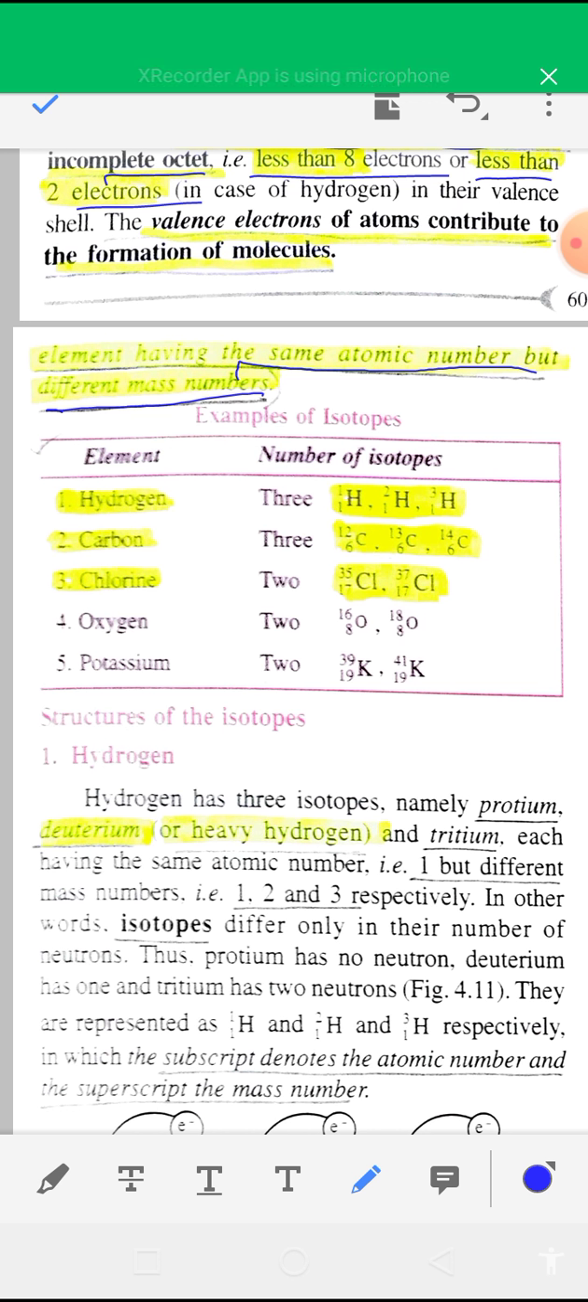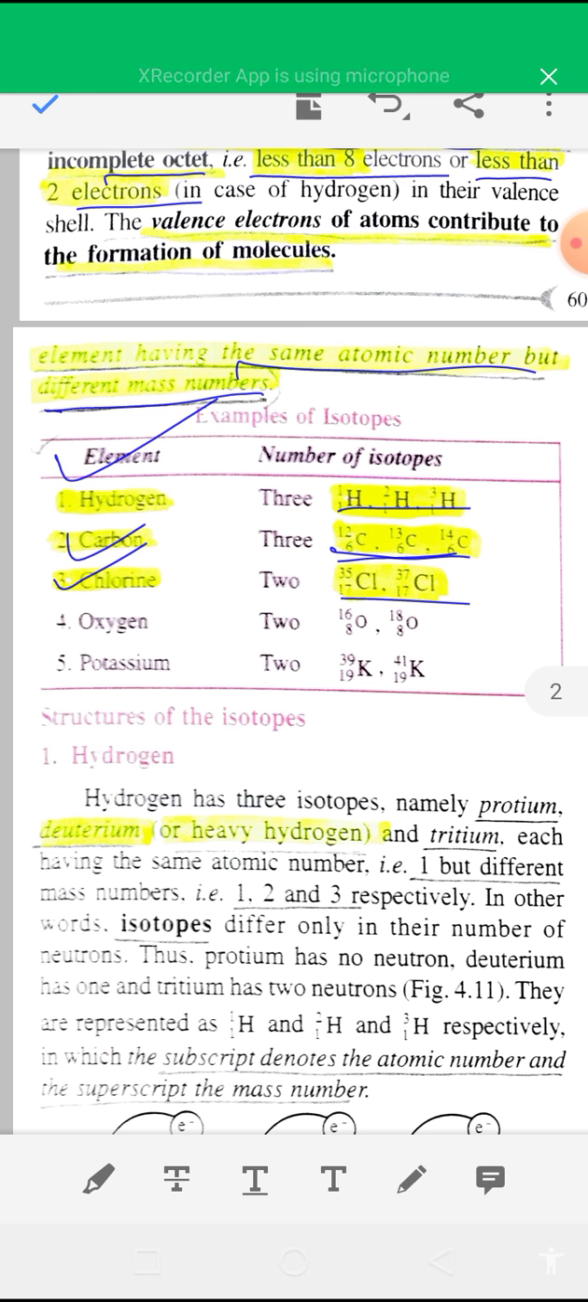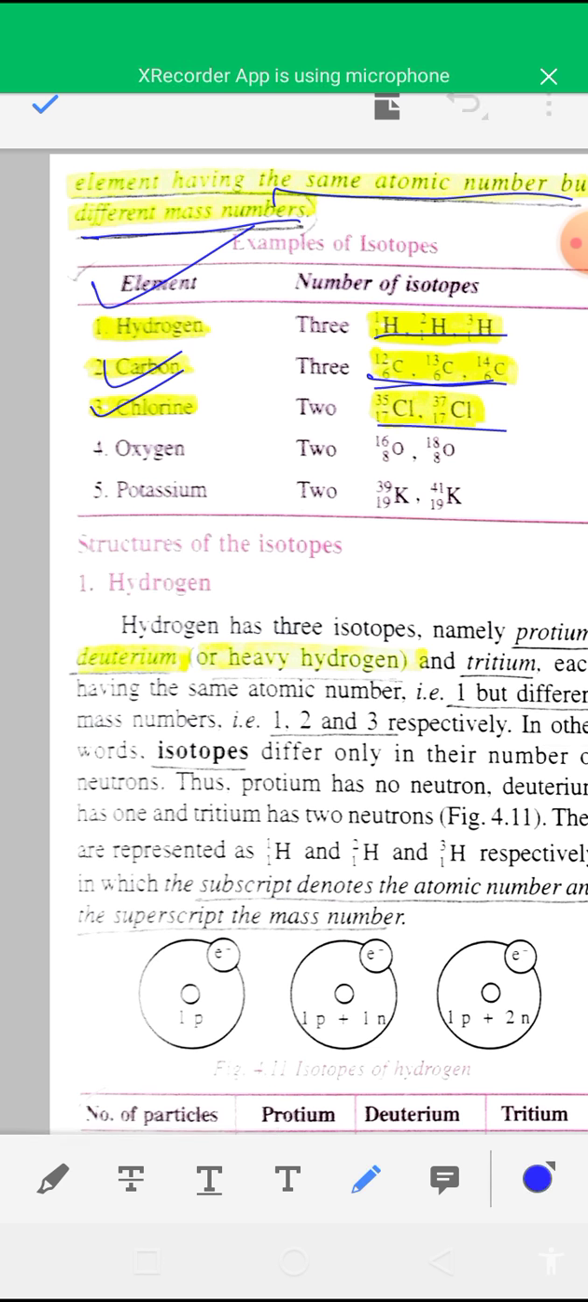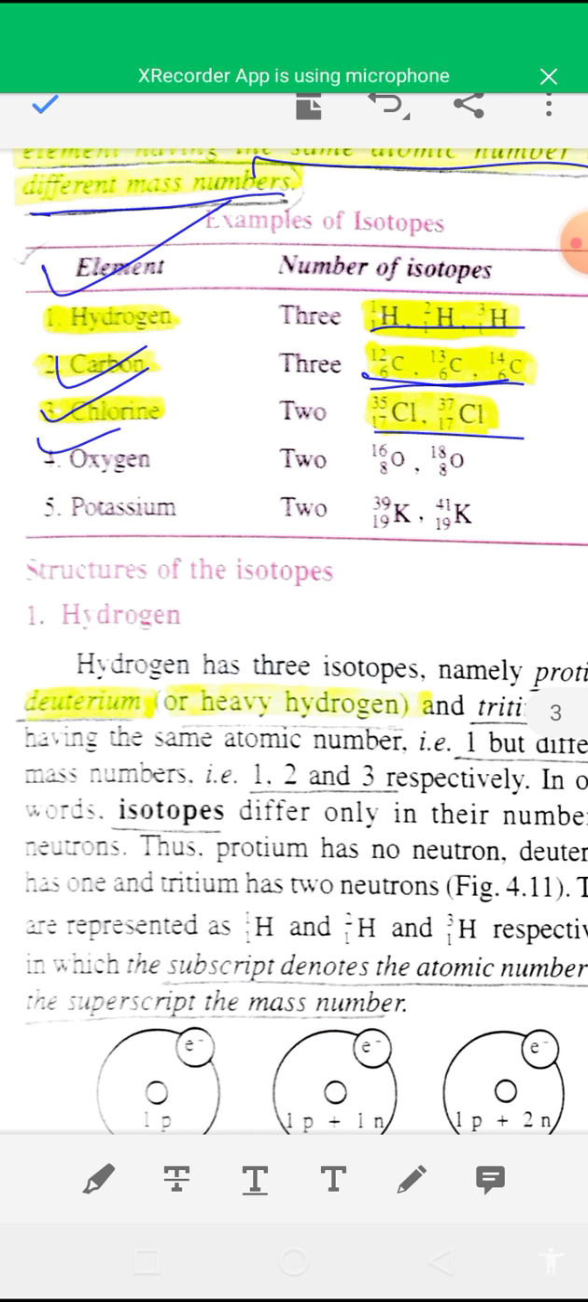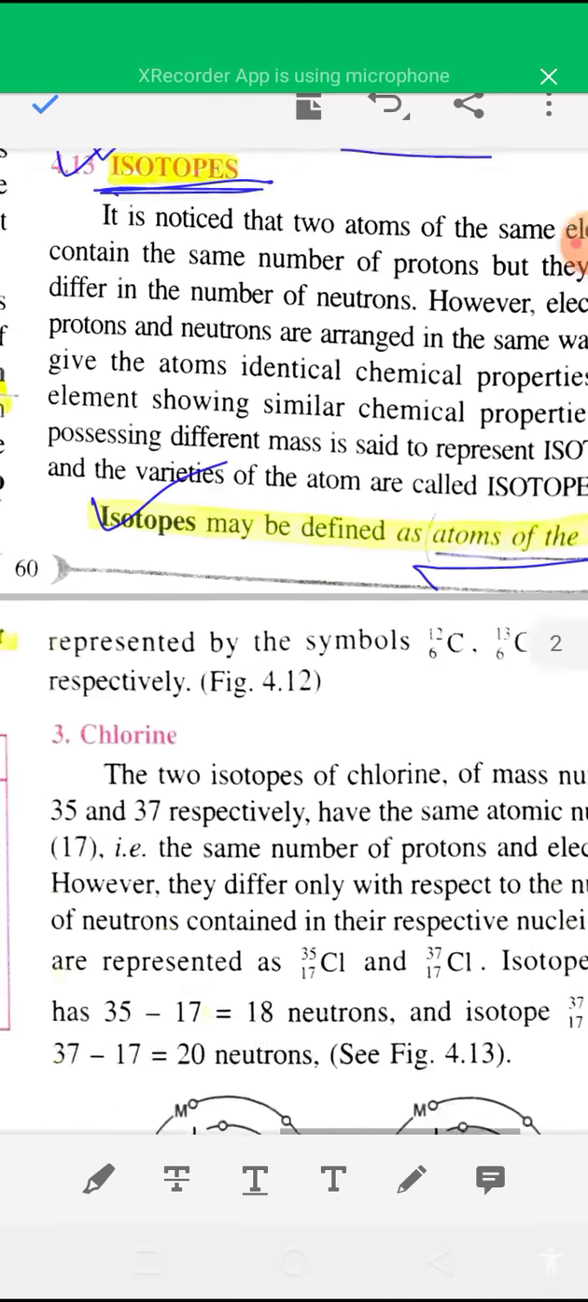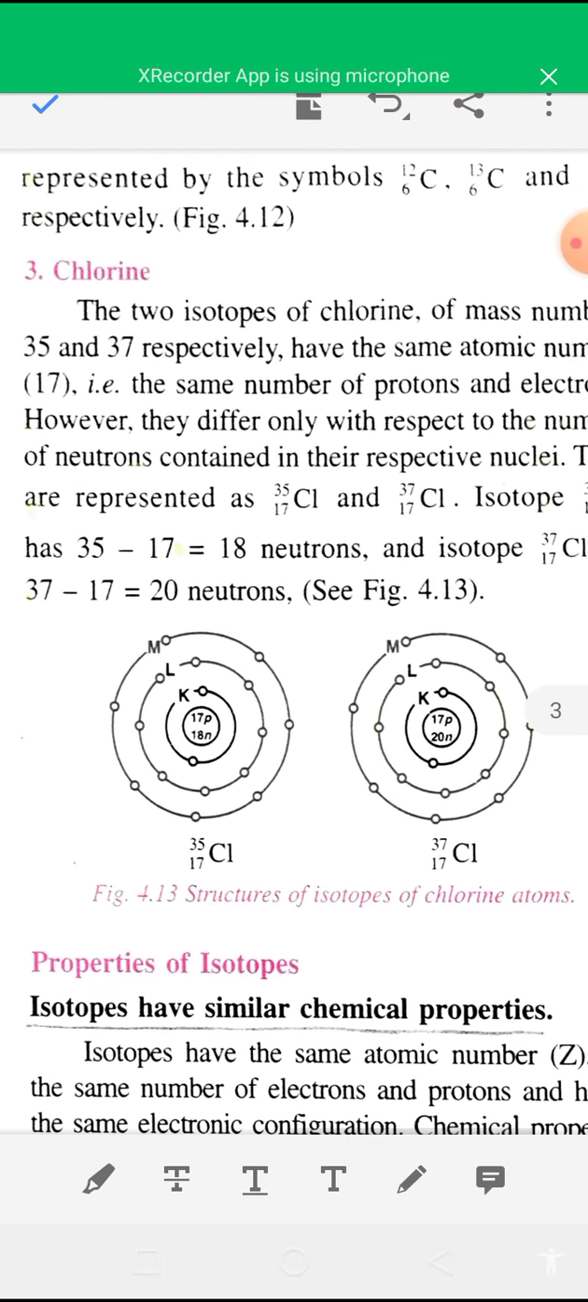For example, hydrogen has three isotopes, 1H1, 1H2 and 1H3: protium, deuterium and tritium. Carbon has three isotopes, 6C12, 6C13 and 6C14. Chlorine has two isotopes, 17Cl35 and 17Cl37. Oxygen has two isotopes, 8O16 and 8O18. Potassium has two isotopes, 19K39 and 19K41. Okay, so these are examples of isotopes. Remember the definition of isotope with the examples.